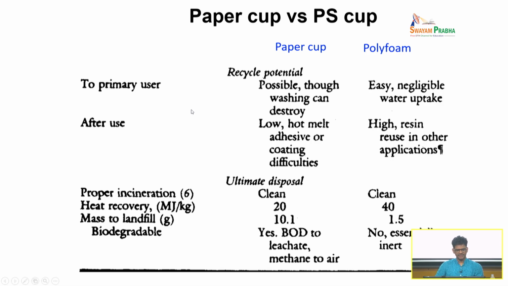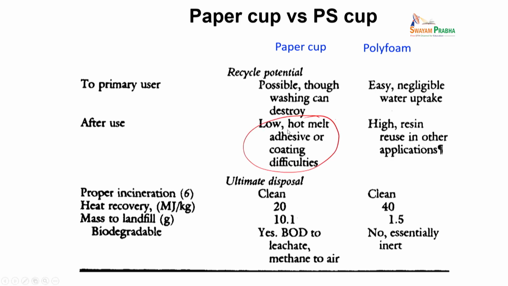Then they are also comparing the end of life options, what is possible. Once the cup is used, if you have a paper cup, as I said before, the adhesives or wax present in the inner wall put a lot of constraint on the recyclability of paper cups. Whereas in the case of polystyrene foam, the recycling options are high, because like I said, you can extrude it back into some sort of resin, and that can be used for various applications like insulation, packaging, floating operations, and furniture.